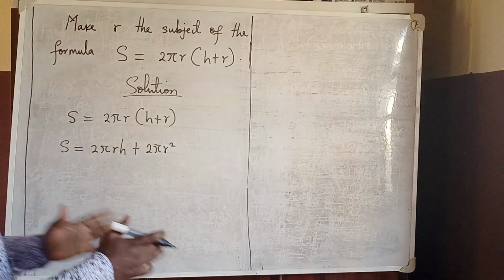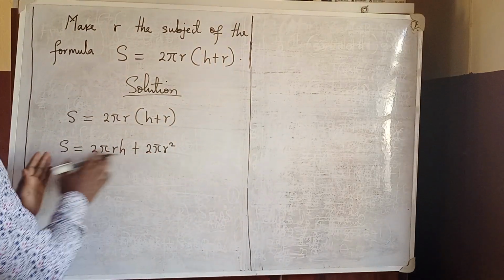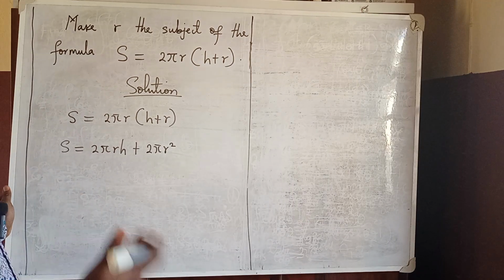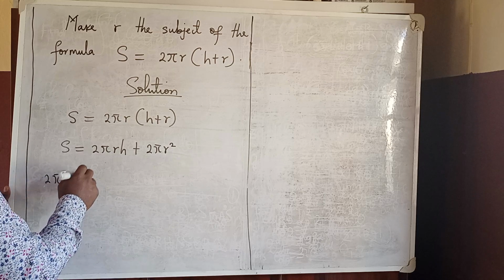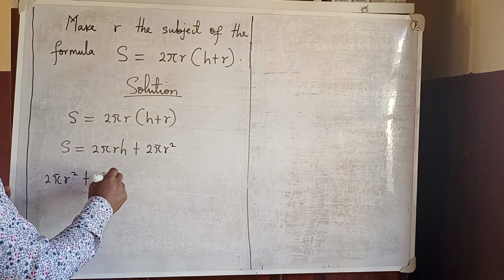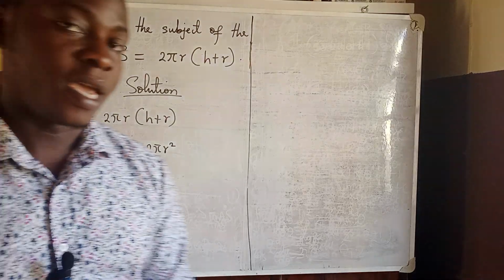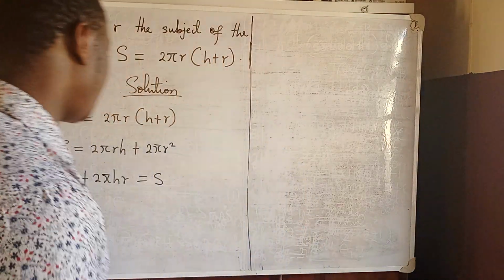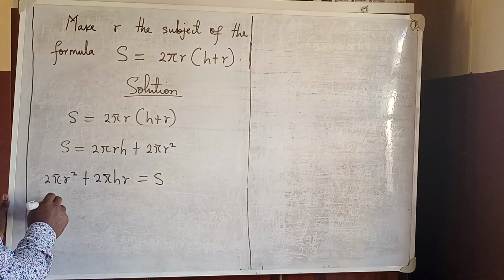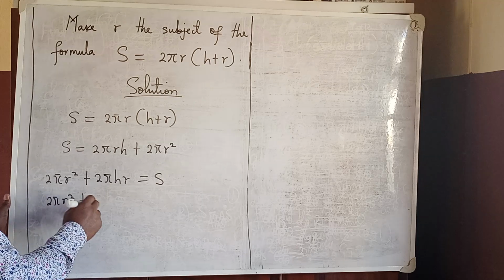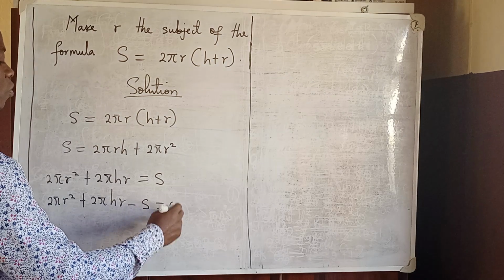Now, if I arrange this properly, I will have 2 pi r squared plus 2 pi h r equals S. I have not changed anything, I'm just trying to arrange it properly. So now if I take this to this side, I'm going to have 2 pi r squared plus 2 pi h r minus S equals 0.